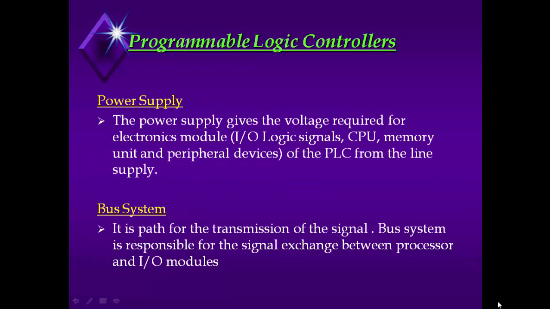Power supply: the power supply gives the voltage required for the electronic modules, input output logic signals, CPU, memory unit, and the peripheral devices of the PLC from the line supply. The bus system: the bus system is the path for the transmission of the signal. The bus system is responsible for the signal exchange between the processor and the input output modules.